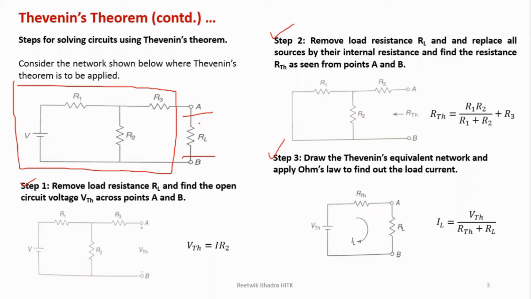How will you do that? The step is that we have to remove the load resistance. So we have to remove this. RL will be removed. So A and B terminals are open. See, RL removed, A and B terminals are open, and across this open circuit terminals, I'll find out the voltage, that is VTH. The other part of the circuit remains the same.